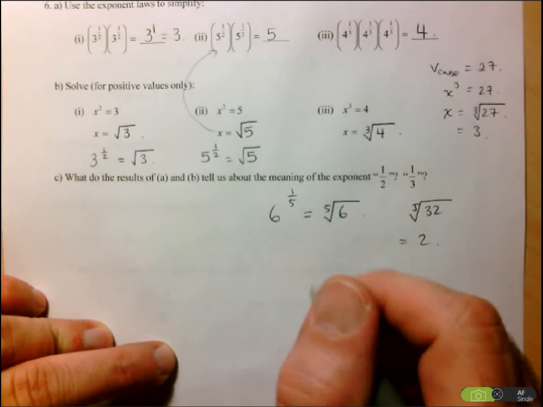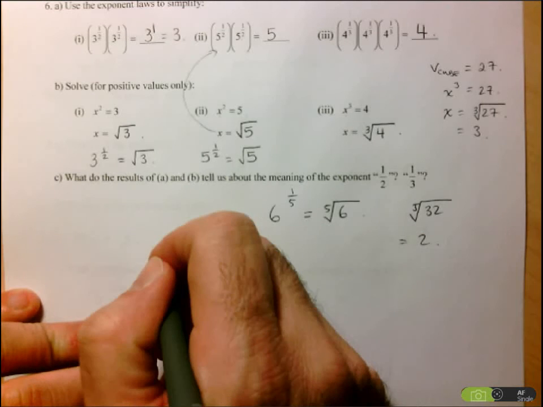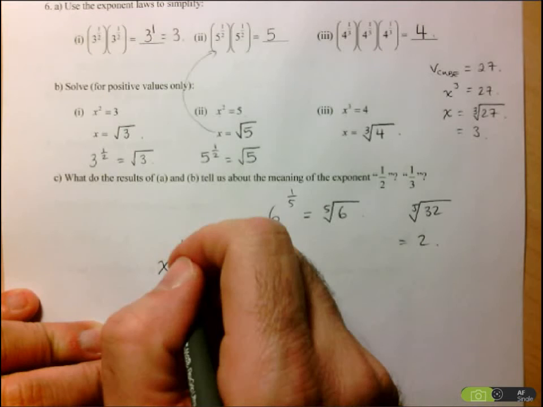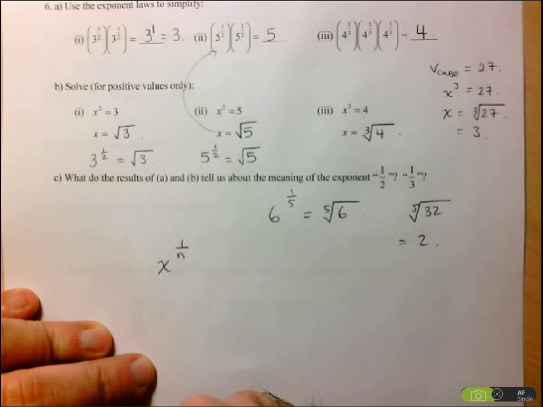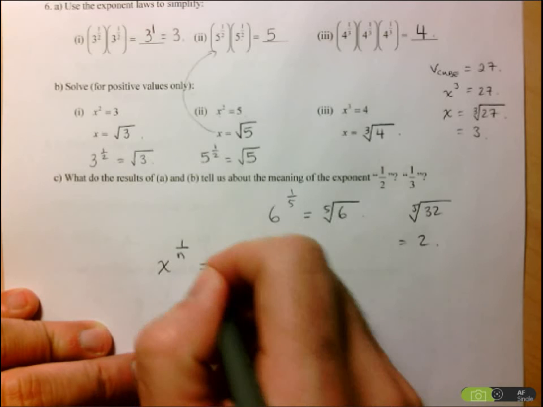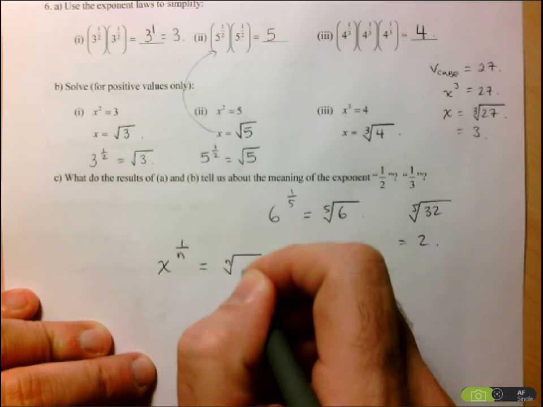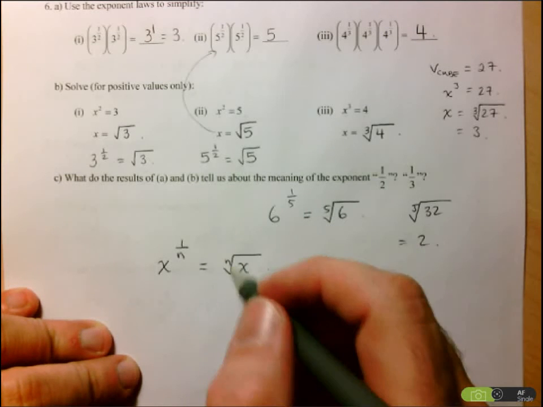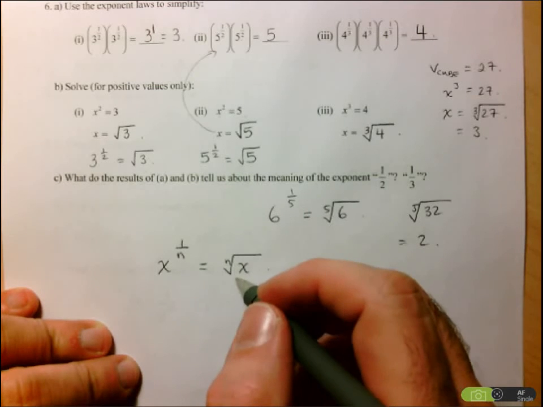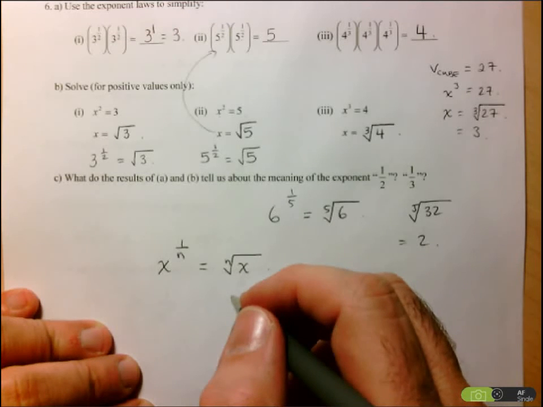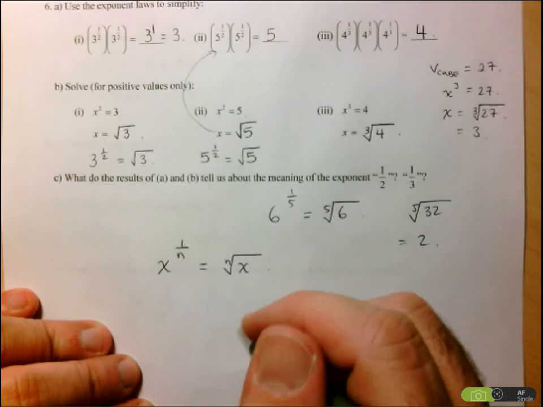So it looks as though we found a meaning for any fraction with 1 in the numerator. The power x to the 1 over n is equivalent to what we call the nth root of x. If it's the square root, it would be the number you multiply by itself twice to get x. If it's the 10th root, it's the number you multiply by itself 10 times to get x.